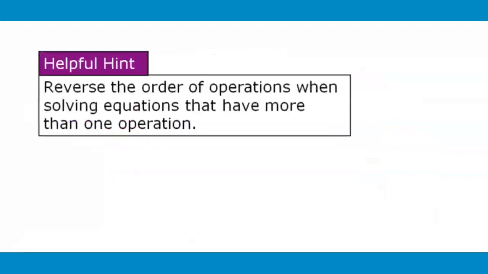All right, there you have it. Here's a helpful hint. Remember, we're going to reverse the order of operations when solving equations that have more than one operation. So we're going to go backwards. We're going to undo addition and subtraction first, and then lastly, multiplication and division. Multi-step equations are really not much harder than single-step equations. It's just that you have to do one step at a time when solving these. So good luck.